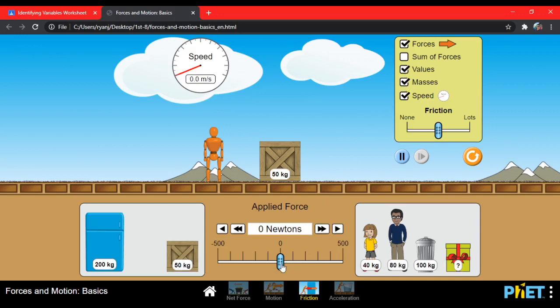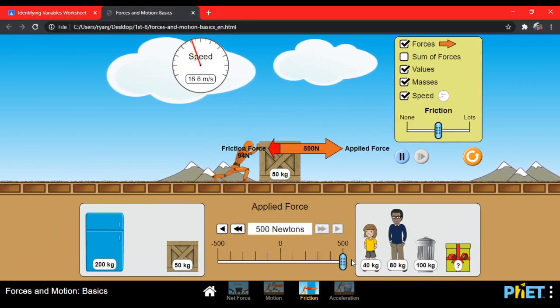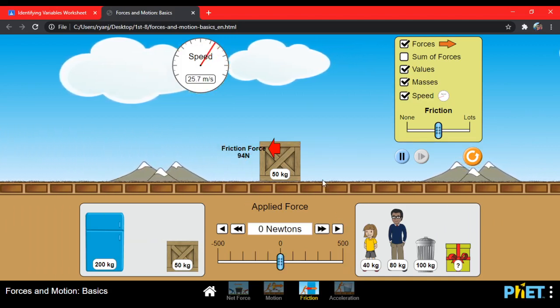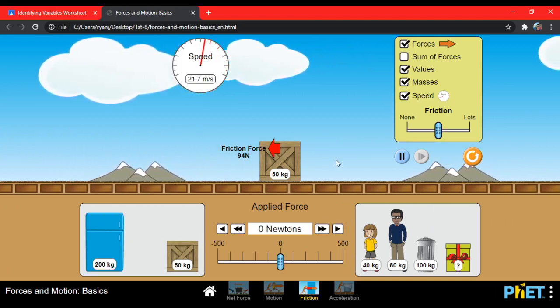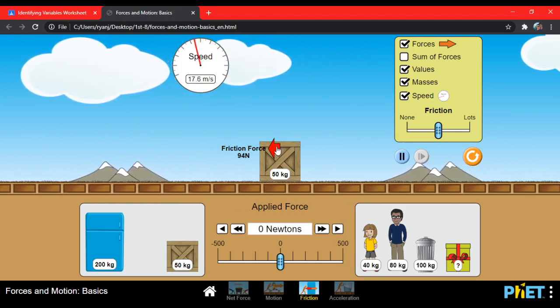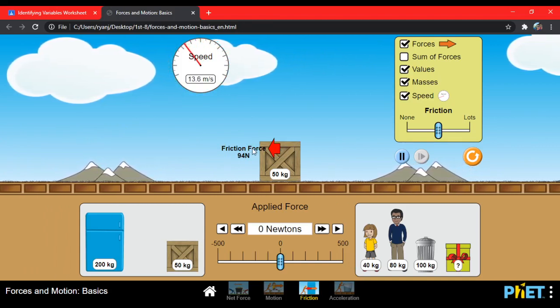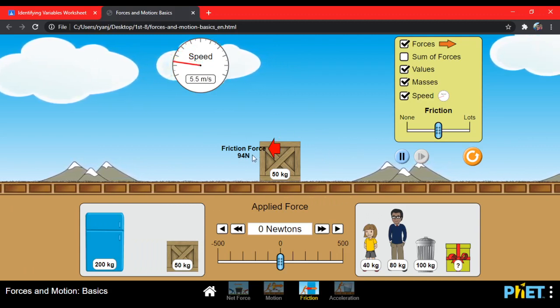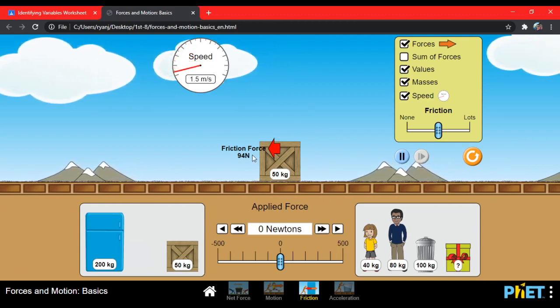All right, if we push this box going this way to the right, the friction is opposite to the direction of the force that you applied. And that is 94 newtons. That is the amount of friction.